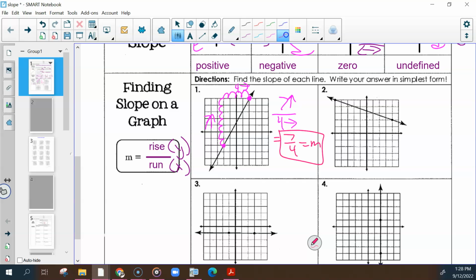Sometimes you may look at this and not look at it left to right, but be thinking right to left, which is fine. But instead of doing what we just did, you would go down 7 and to the left 4, which would give you a -7 over a -4, which would still give you a +7. So no matter which direction you go, you should still get the same answer.